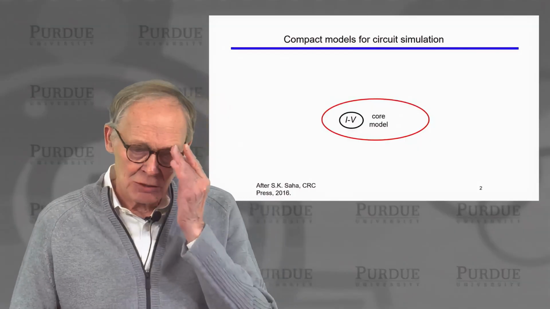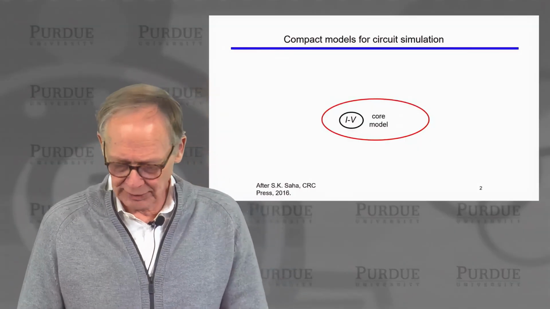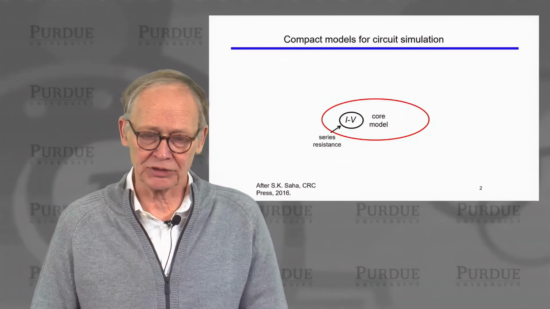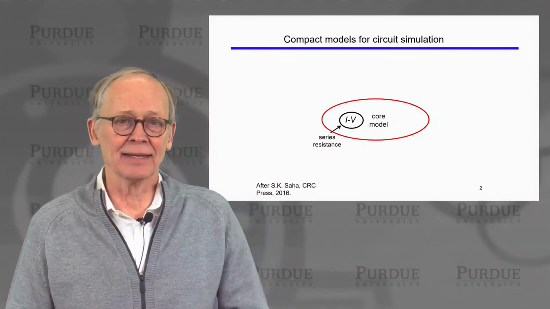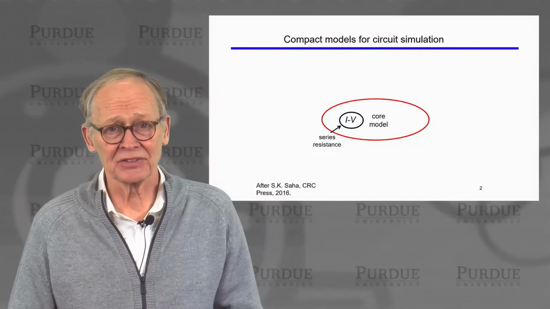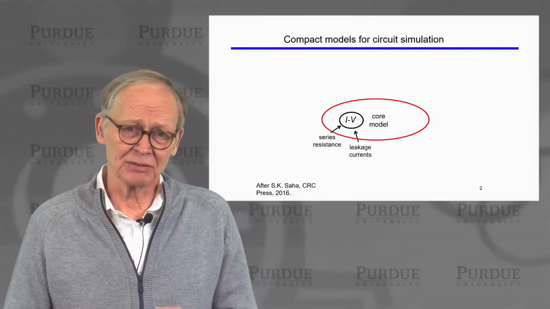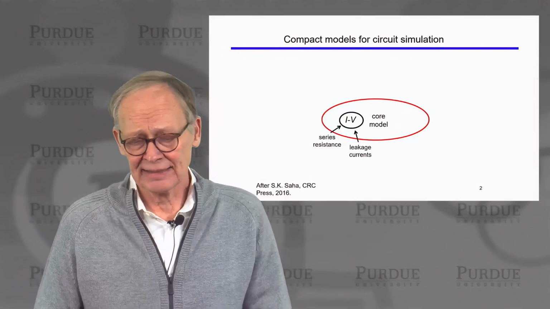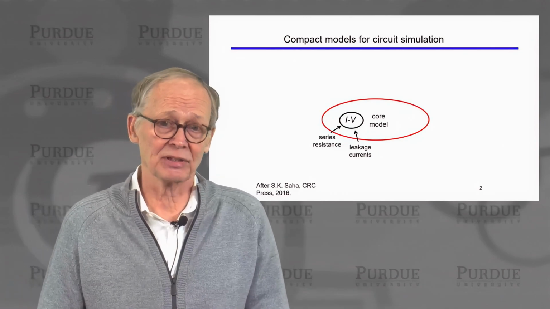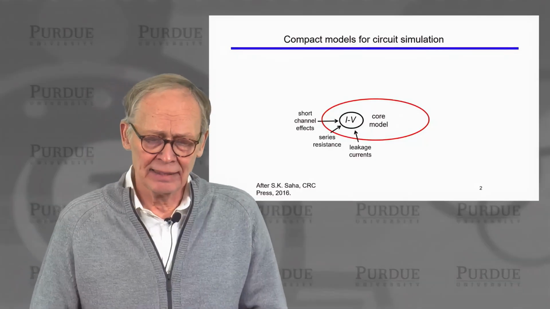So if we're talking about circuit simulation, we'll have a core model, and the core model can be a strongly based physical model for the current voltage characteristics, something like the MVS model that we've been discussing. It needs to include a number of effects, series resistance, and we've talked about how to do that. It needs to include various leakage currents. We've done the subthreshold current. Could be considered a leakage current, but there are gate leakage currents. There are leakage currents at the drain.